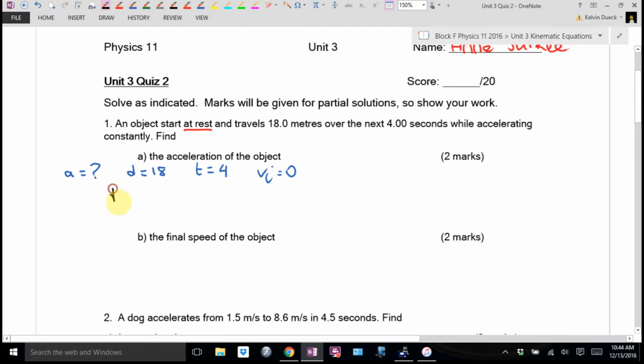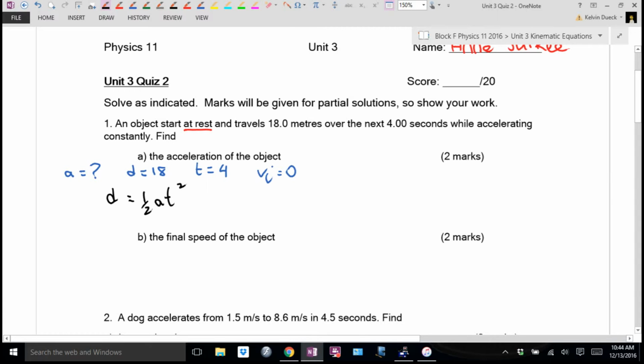Can I use this equation here? D equals a half AT squared. Mr. Dewick, isn't the correct equation D equals VIT plus a half AT squared? Yeah, that's what I wrote. Sorry, Mr. Dewick, I beg to differ. You didn't write VIT plus a half AT squared. You just wrote a half AT squared. Yeah, what's VI? 0. And I said to you the other day, now we're going to start to keep our eyes open for zeros because they make the equations nicer too.